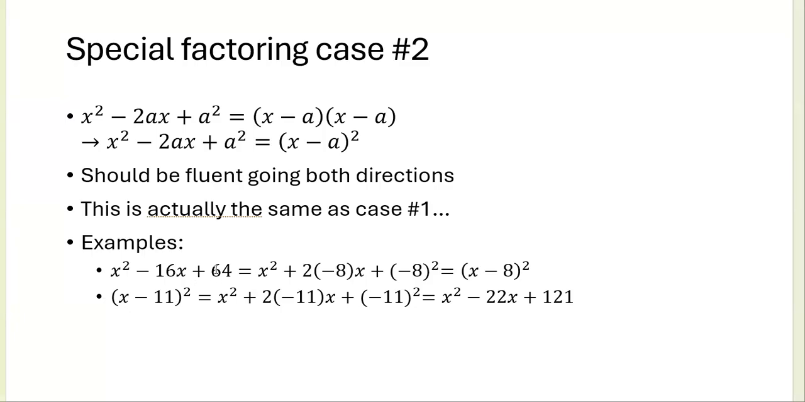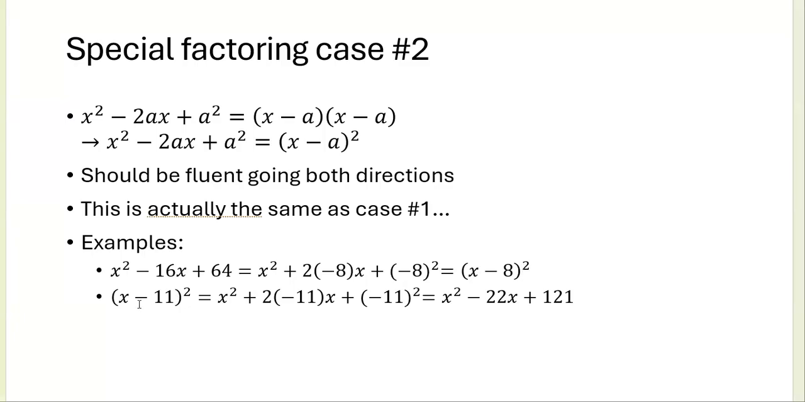The big clue here is 64 is 8 squared, so maybe it's a perfect square. 8 squared, so we want the number 8. So what's 2 times 8? That's 16. Oh, look, works out. Here's the work to prove it. And then x minus 8 squared.